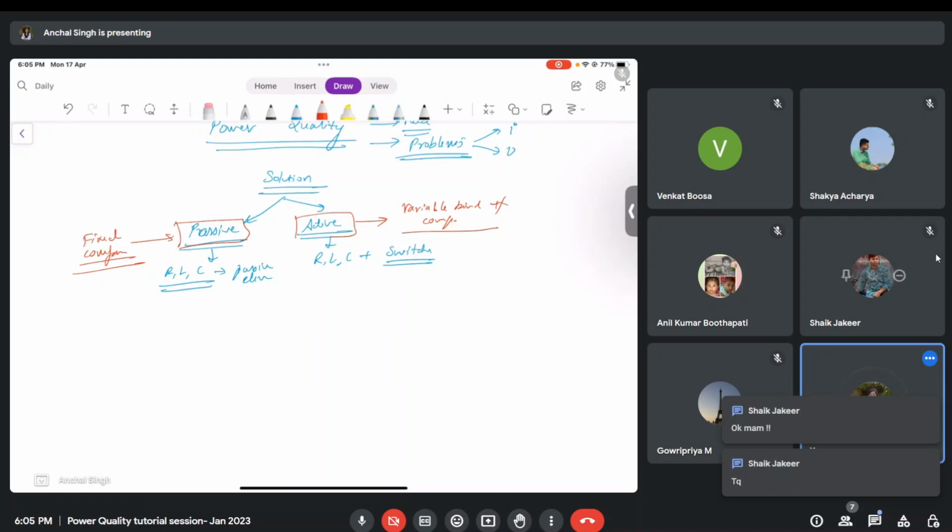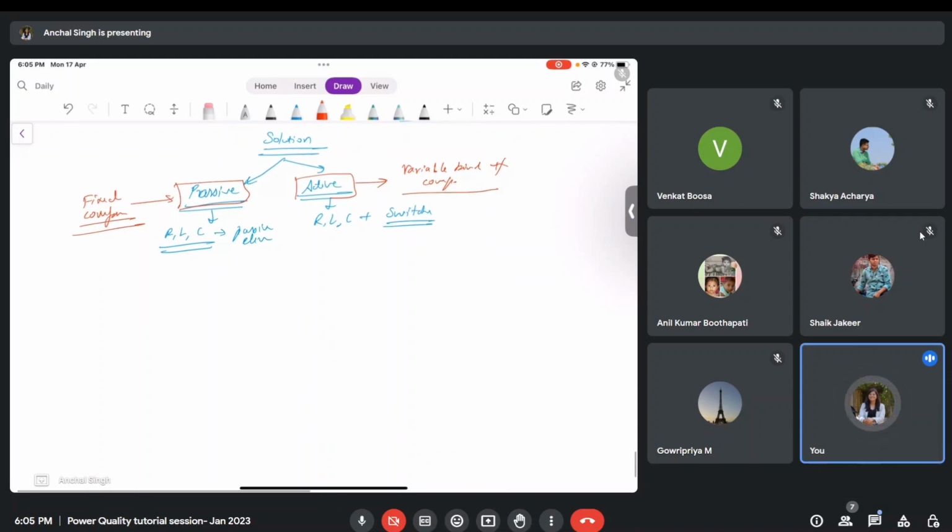Okay, so let's come back to the topic we were discussing. We were discussing the solutions of these power quality problems. We categorized the solutions to these power quality problems in two categories: one is passive type of compensation and another one is active type of compensation.